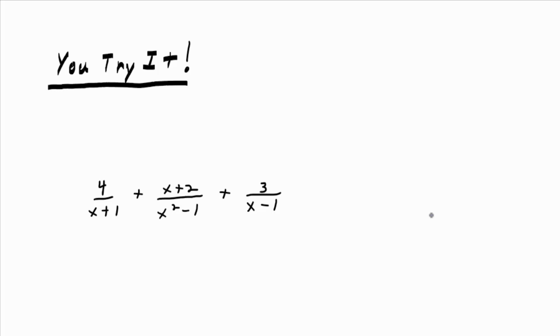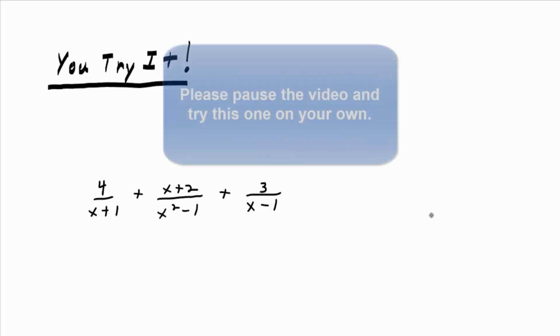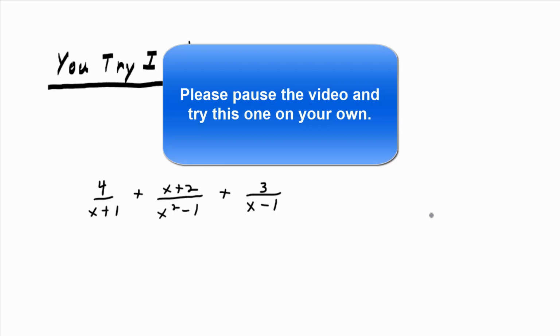Here we have 3 terms added together. It's the same process, though. You get the LCD of all 3 denominators, and you get each term, each fraction in terms of the LCD.